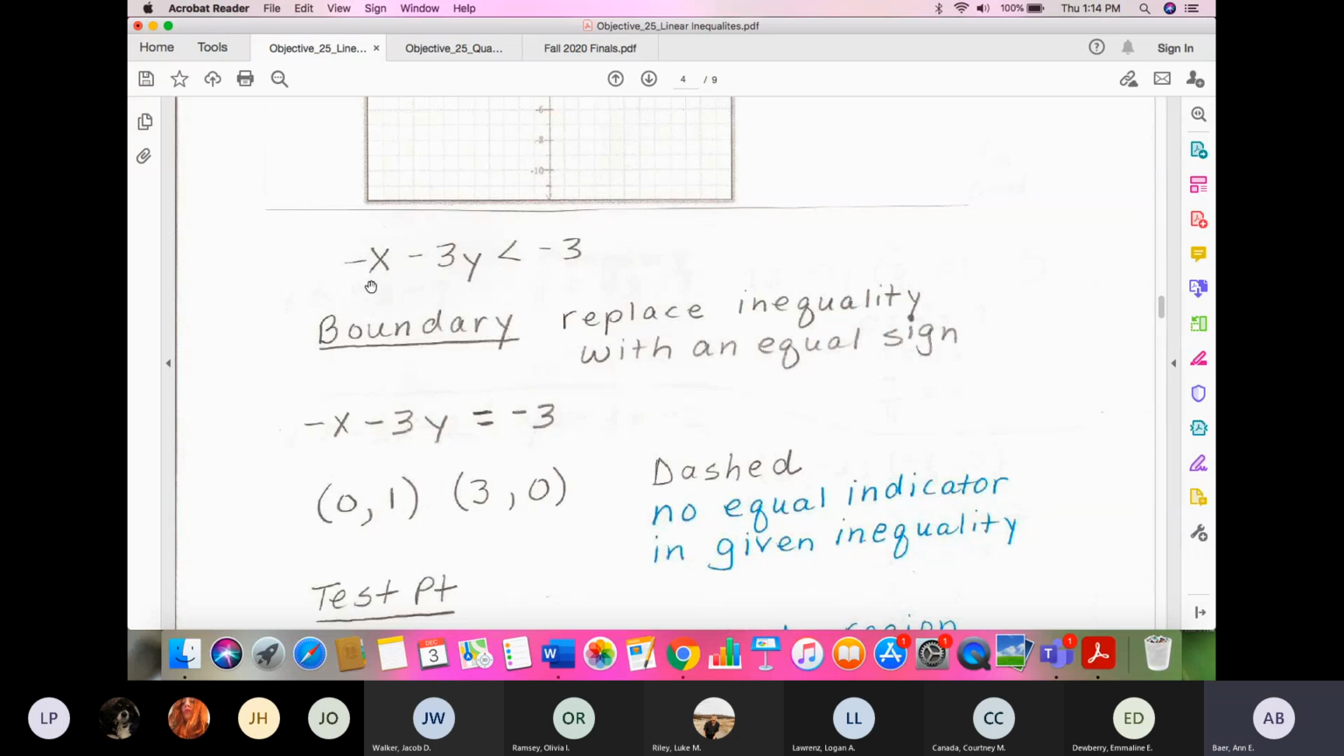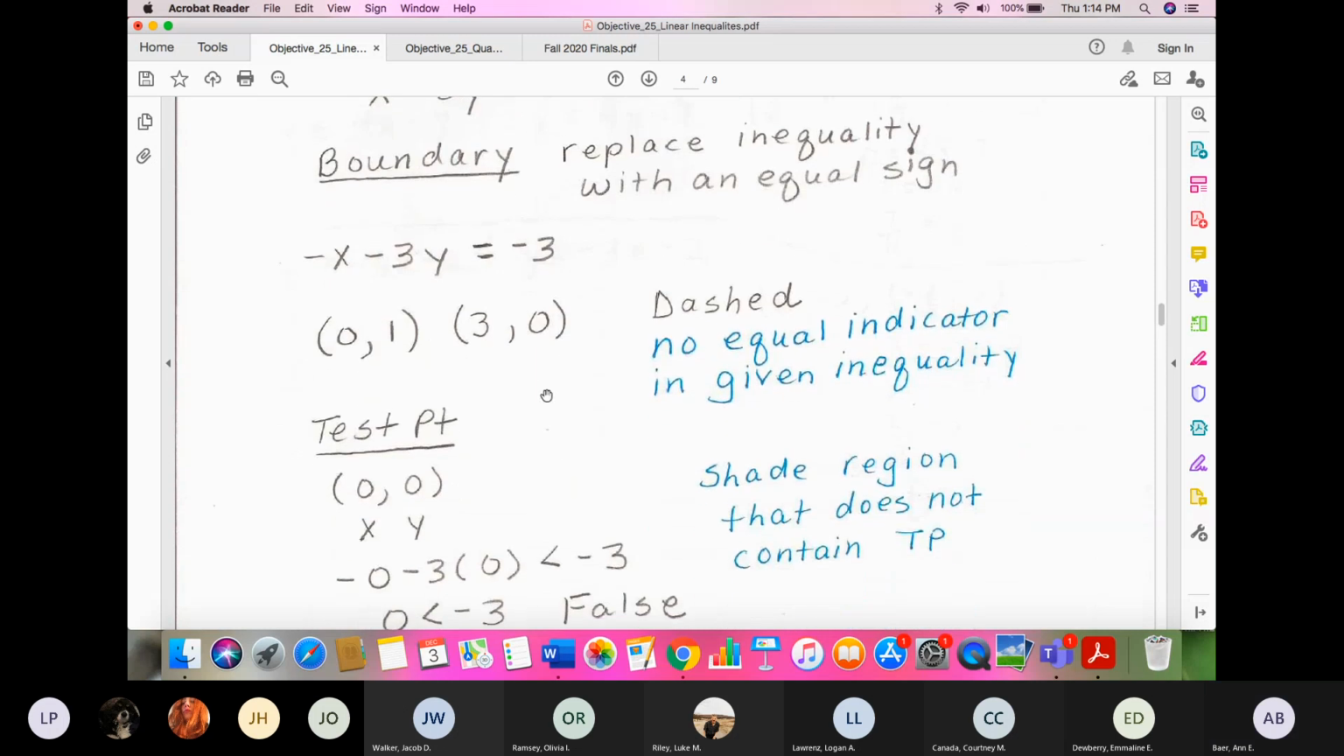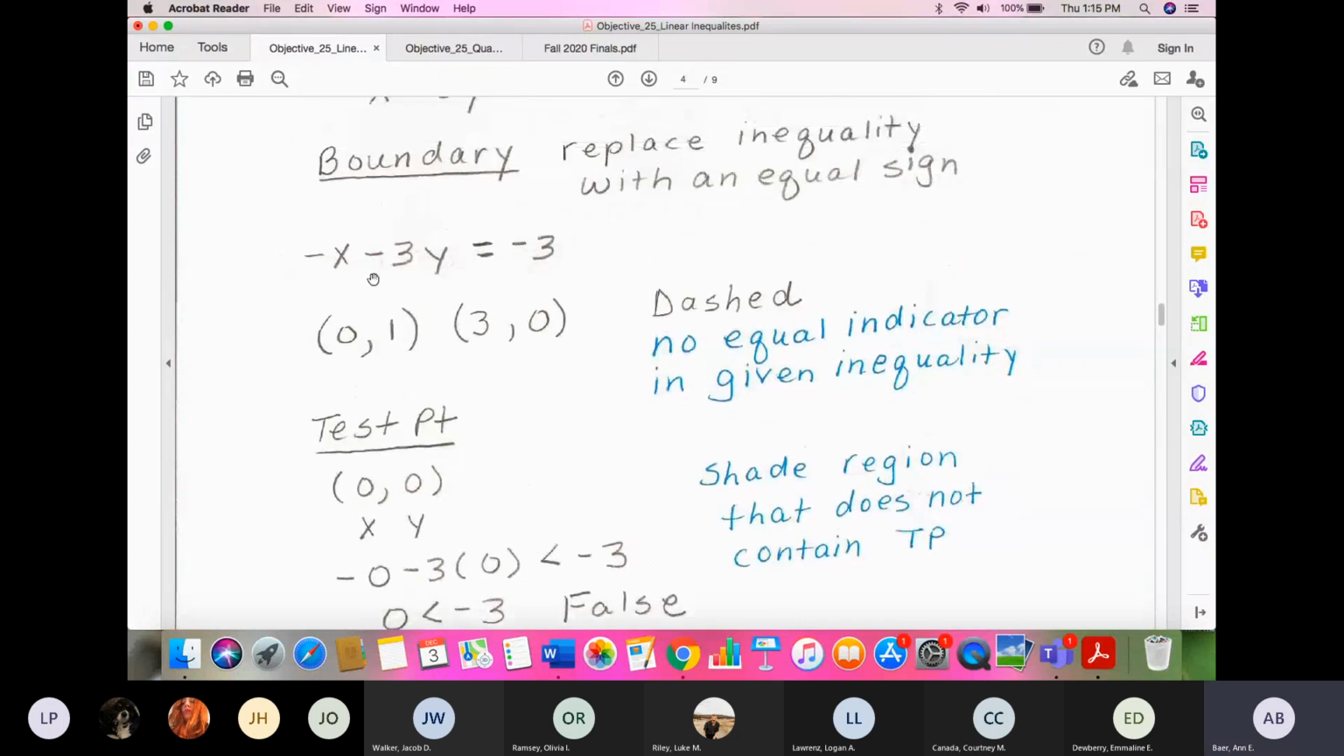So we get -x minus 3y. We're taking out the inequality symbol, replacing it with an equal sign, equals -3. And we're going to find our boundary is linear, so we need 2 points. So let's find them. Let's put 0 in for x for this one and 0 in for y for this one. So if I put in 0 for x here, we're covering this up. So we can ignore it because if we put 0 in for x, we get 0.